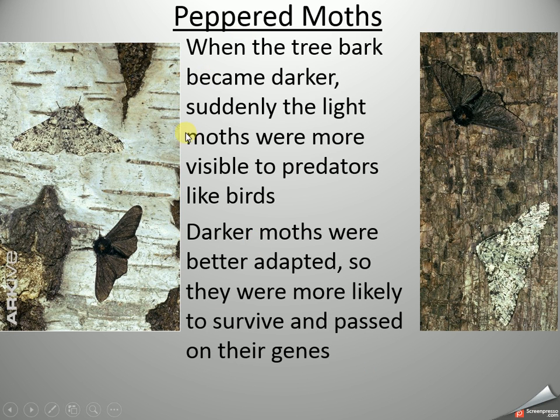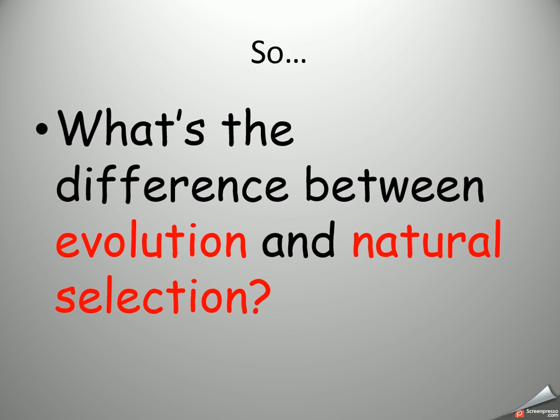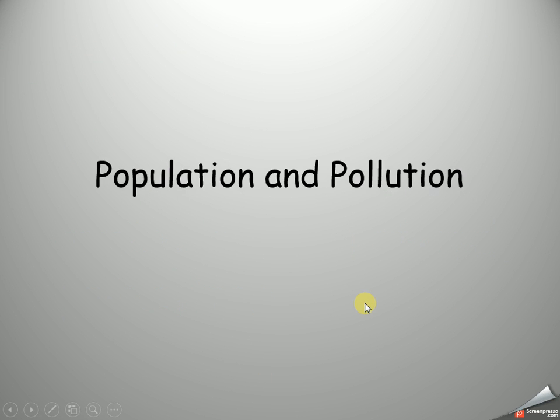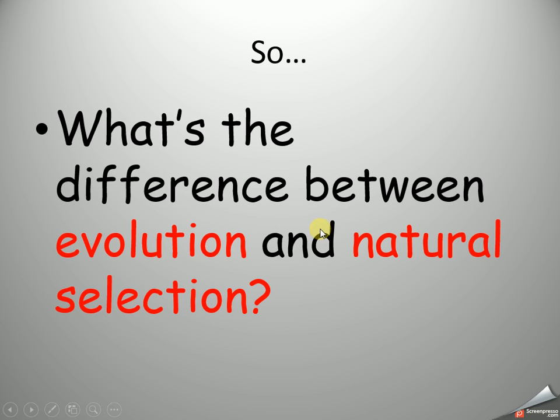Does that make sense? And that is an example of the peppered moths to really add some more weight behind the theory of evolution. So, what's the difference between evolution and natural selection? I hope you guys know that. It's the way the organism has changed. This explains how the organism has changed over millions of years, and it's got to do with natural variation and mutation amongst their genes, and surviving or being better suited to the environment and surviving and passing their genes on to those successful adaptations to the next generation.